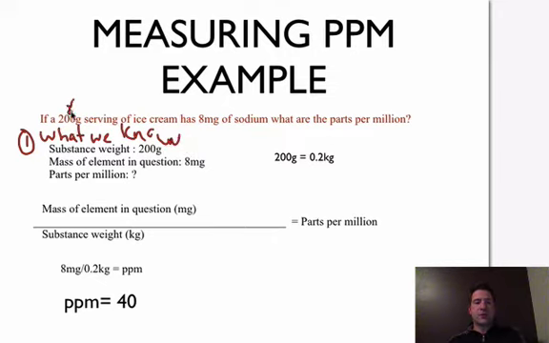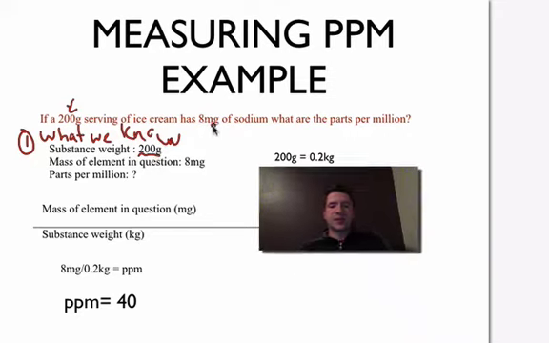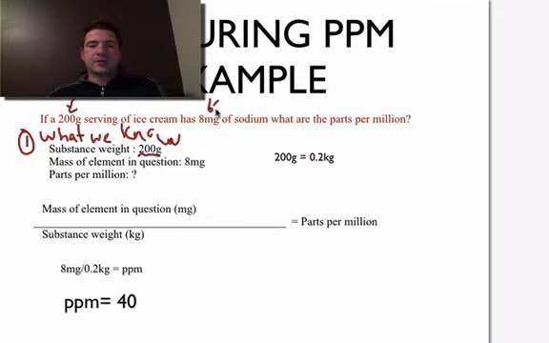Well, we're going to take it from the equation. If we look here, we have 200 grams, which you're going to find listed under substance weight. And then we had 8 milligrams of sodium, and that's what we're trying to determine: how many parts per million of sodium there are. We know there's 8 milligrams in the ice cream, but what's the parts per million value of this particular substance? And we list that right here.